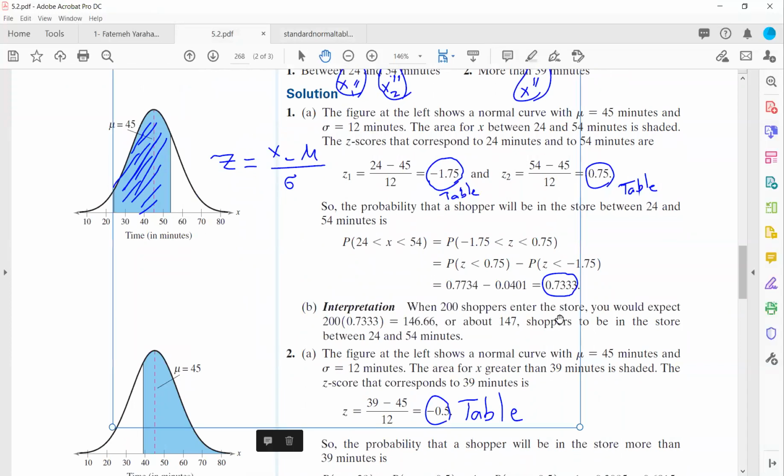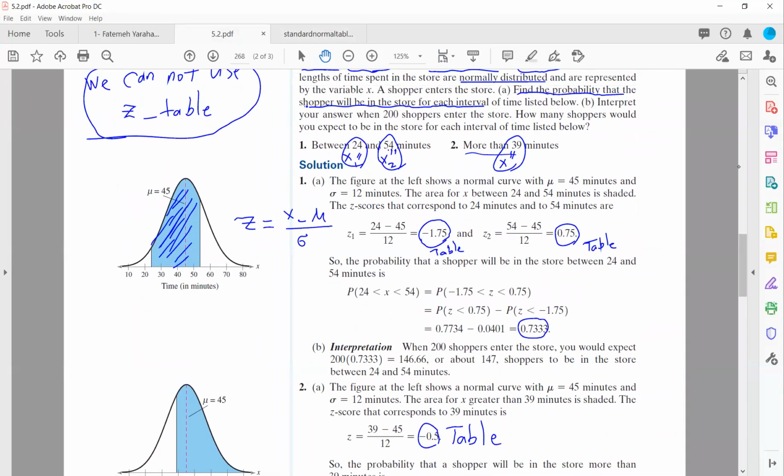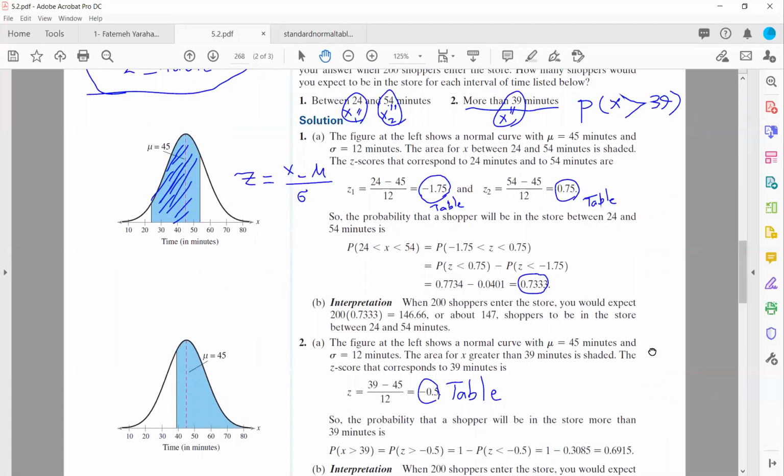Let us get back to the note. Remember that the question says, greater than: P of X greater than 39. Remember yesterday we said if it says greater than, you have to do a little bit of algebra: 1 minus the probability from the table. So 1 minus 0.3085, which is almost 70%, is your answer.